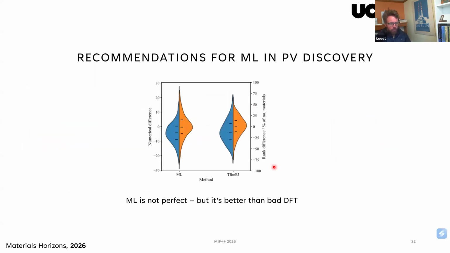Another point from that which I found really interesting is that the machine learning isn't perfect, but we compared the rank correlation to a low quality DFT with a different functional, and actually the rank correlation from the machine learned models is significantly better than using bad DFT. So machine learning is not perfect, but it's better than bad DFT.